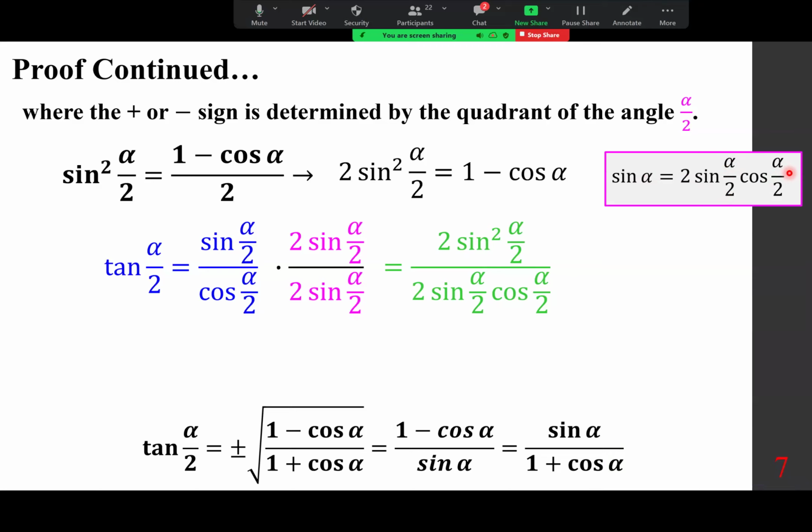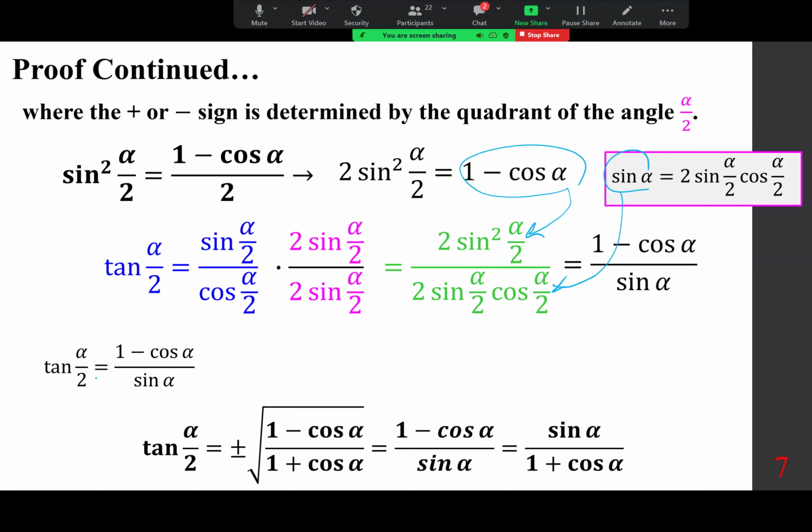So what do we do? 2 sine squared alpha over 2, we're going to replace it with this one. So this, everybody will replace this one. This, everybody will replace this one. We get 1 minus cosine alpha over sine alpha. So we prove tan alpha over 2 is this.